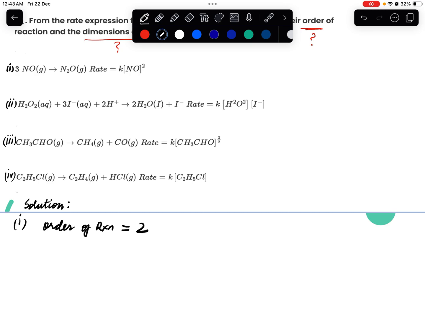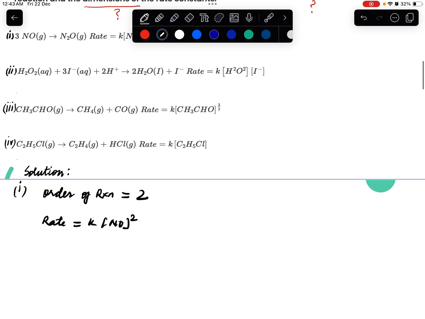rearranging the rate expression. So here the rate is given as K NO raised to the power 2. So rate constant can be written as rate divided by concentration of reactant raised to the power 2. Okay, now we will put down the units.